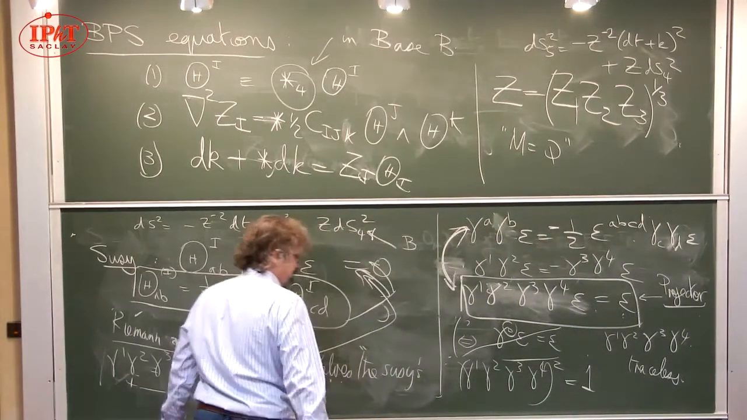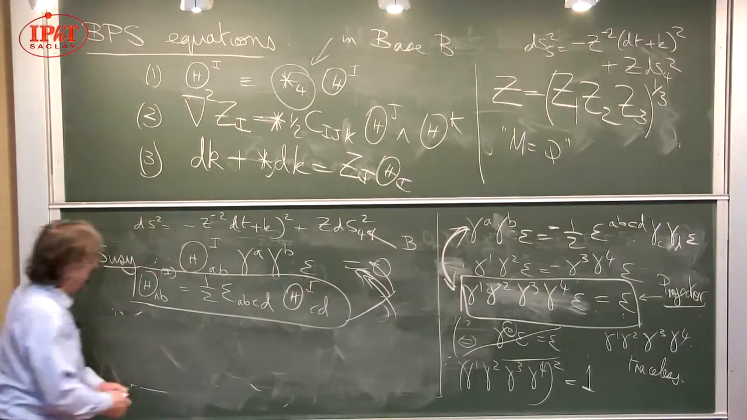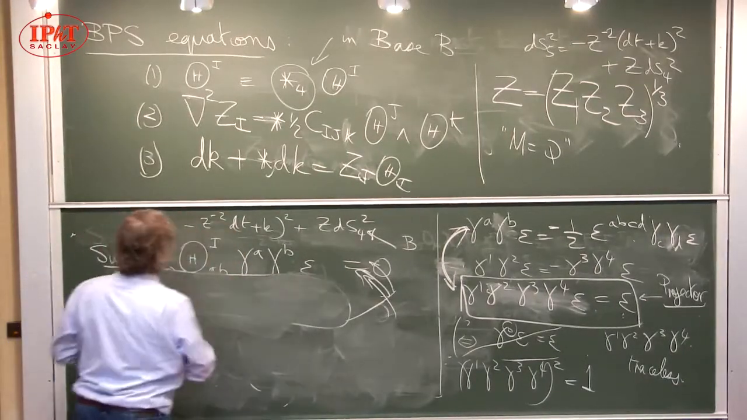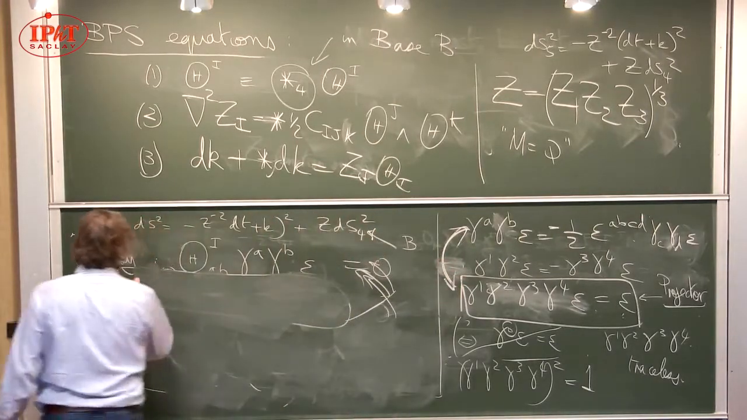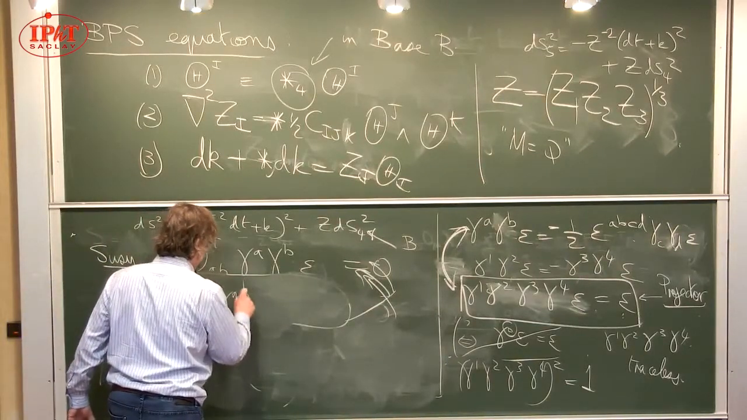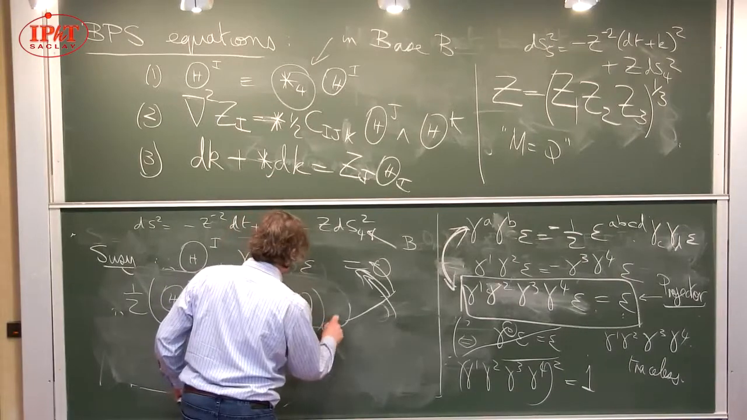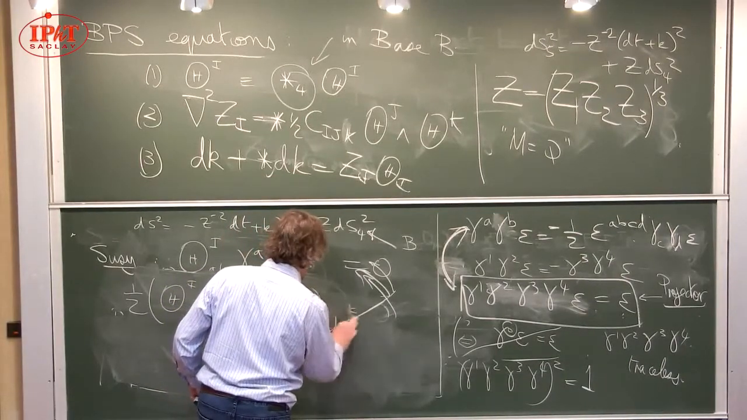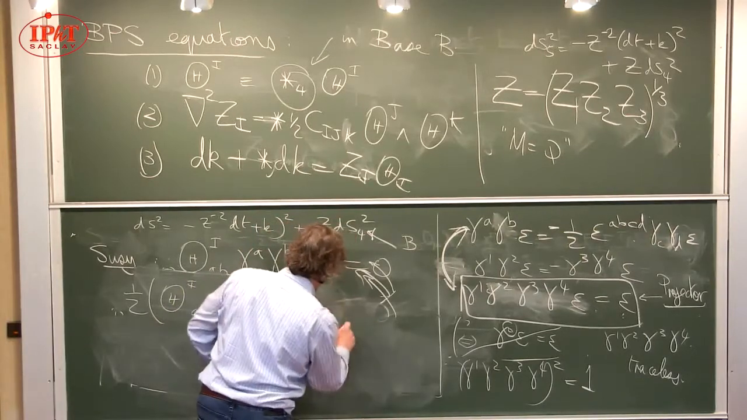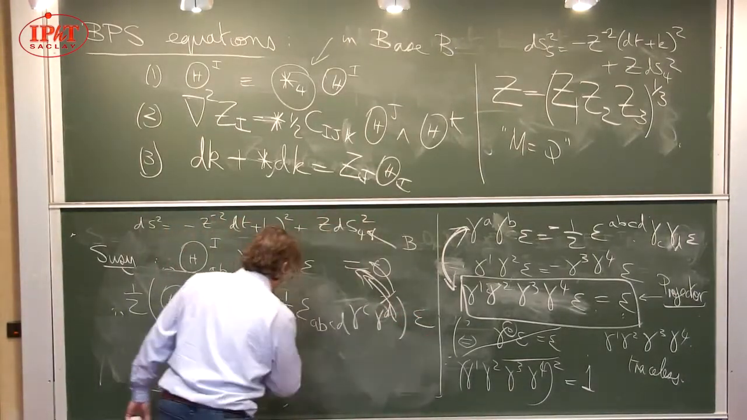Let me be very explicit. Maybe that's a better way of doing it. You want to have this condition, theta I, to be 0, but you know that epsilon satisfies this condition here, so you can write this as 1/2 of theta I AB gamma A gamma B plus or minus the dual of theta I AB, epsilon A B C D, gamma C, gamma D, acting on epsilon, is equal to 0.